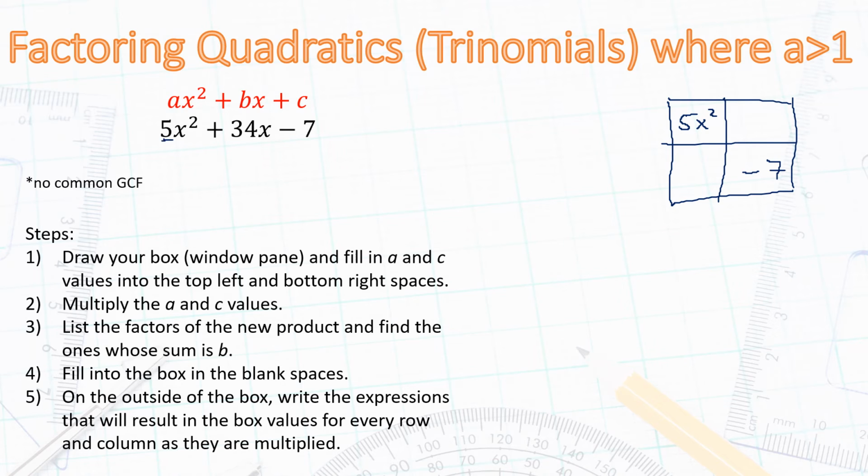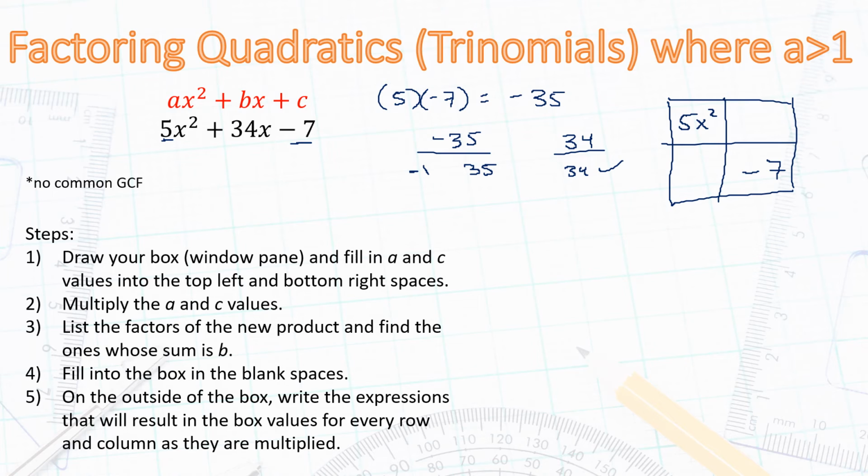Multiply 5 and minus 7. So 5 times minus 7 is negative 35. I need factors of negative 35 that add up to be 34. This one seems a little bit easier because they're so close. So I know it's going to be 1 and 35, because that's the only way I'm getting close to that. One of them has to be negative. I need a positive 34, so I need a minus 1. So I add the two of those together, and I get 34.